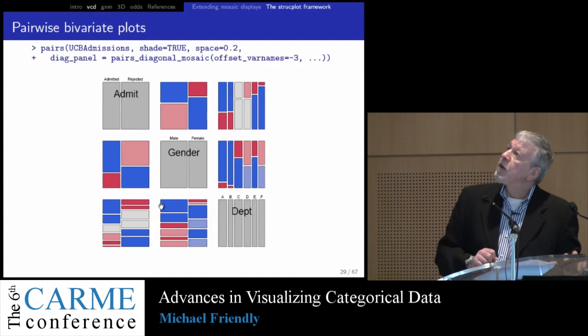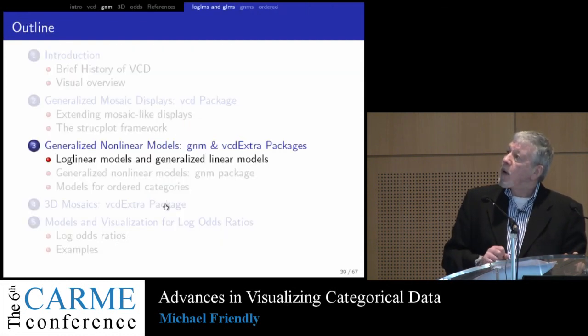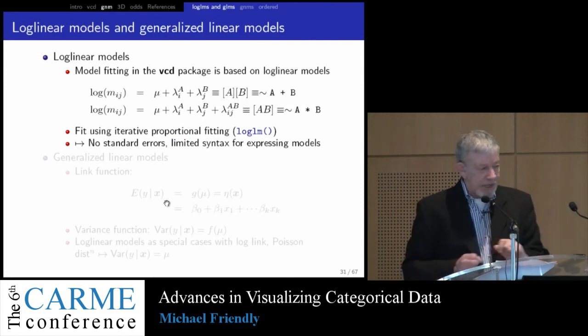But here is just an example, a pairs plot asking for mosaics in the diagonal panels. Okay, so I'm going to move on towards generalized linear models.